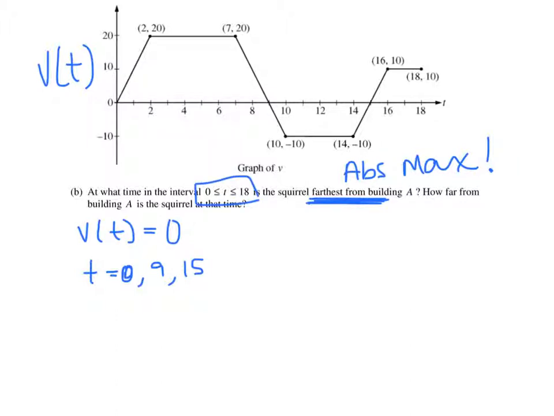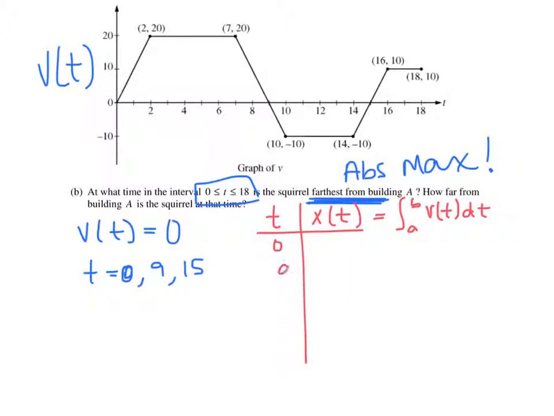So I'm going to go ahead and set up a closed interval test. And what am I doing here? Well, this is my time, and these are my positions. How do I get from velocity to position? I do the integral. This is equal to the integral from a to b of my velocity function. So what are my different times? Well, I have time 0, 9, 15, and 18. So I have to find what his position is at all of these different times using my graph. I want you to pause, go ahead and find some of these different areas under the curve, and then we're going to go from there.